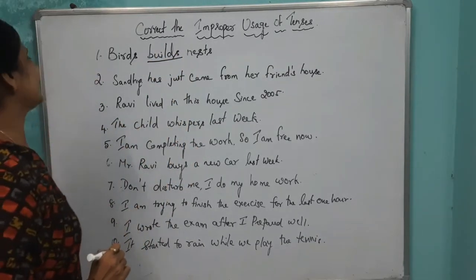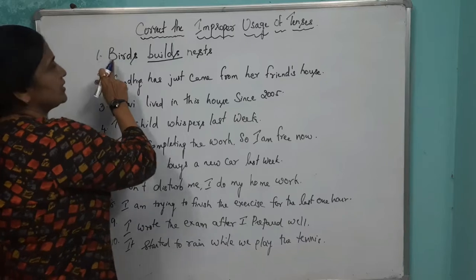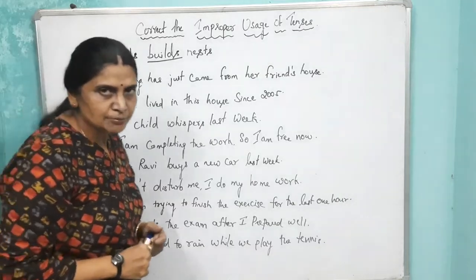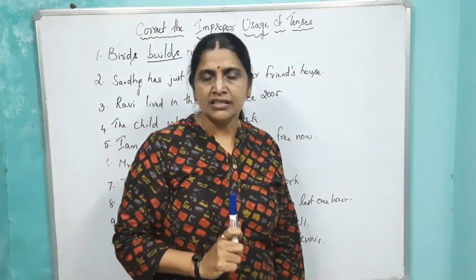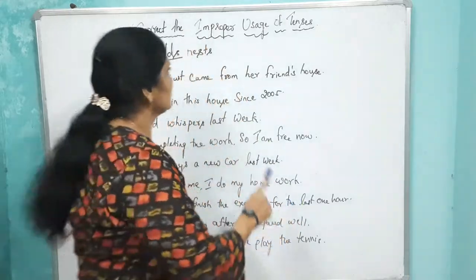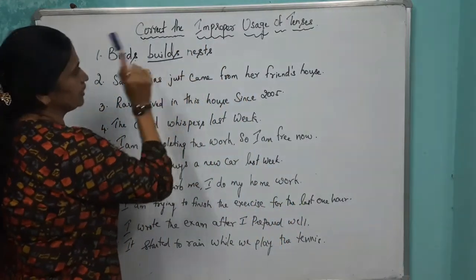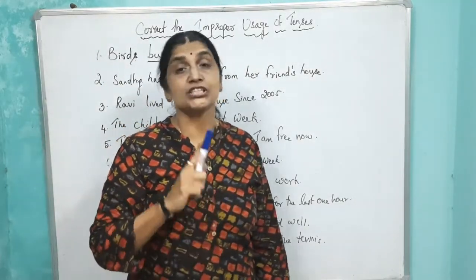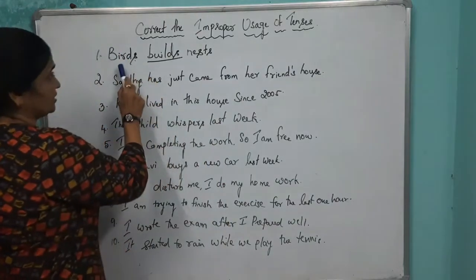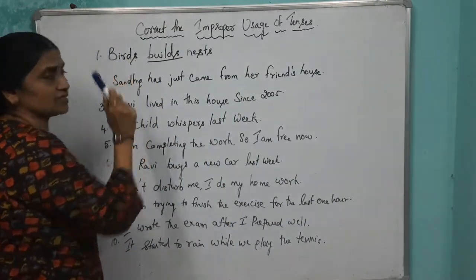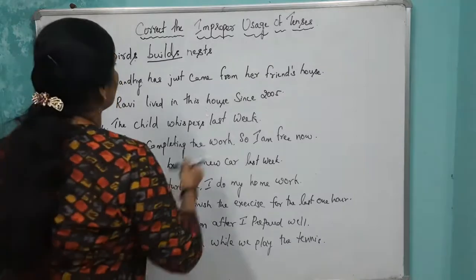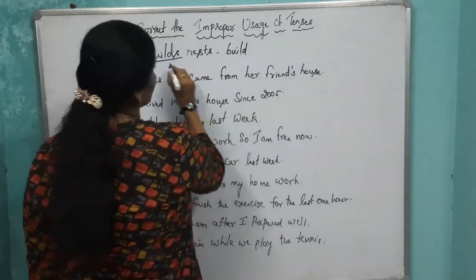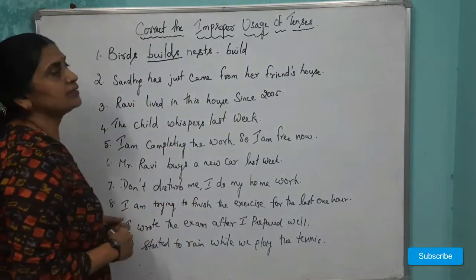Now why is it wrong? Because the subject is plural. The subject is birds, plural, not singular. As per the rule, to use the present tense, the third person singular takes s after the verb. So you have to add s to the verb, only in the third person singular. But this is third person, but it is plural. It comes under the category of they. So you have to use build, not builds. Birds build nest.